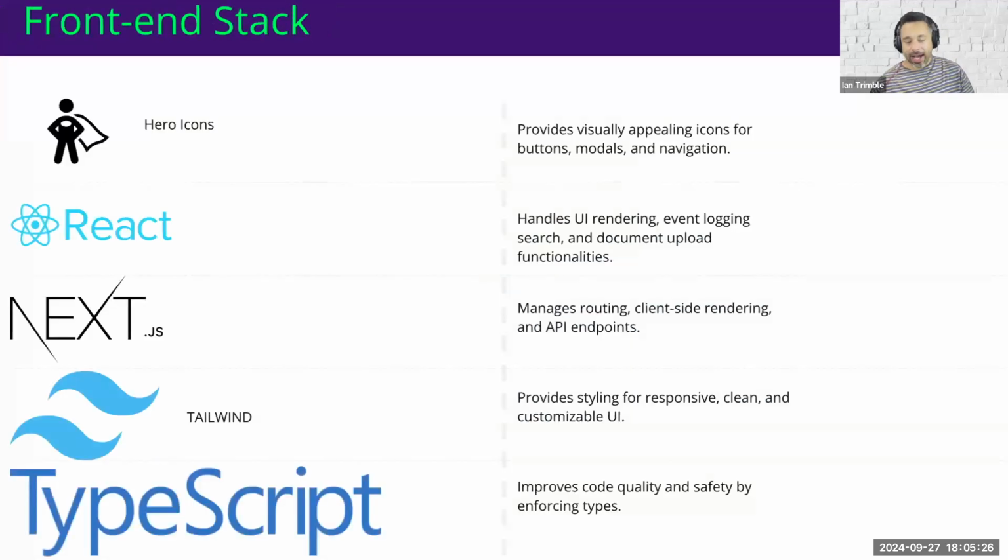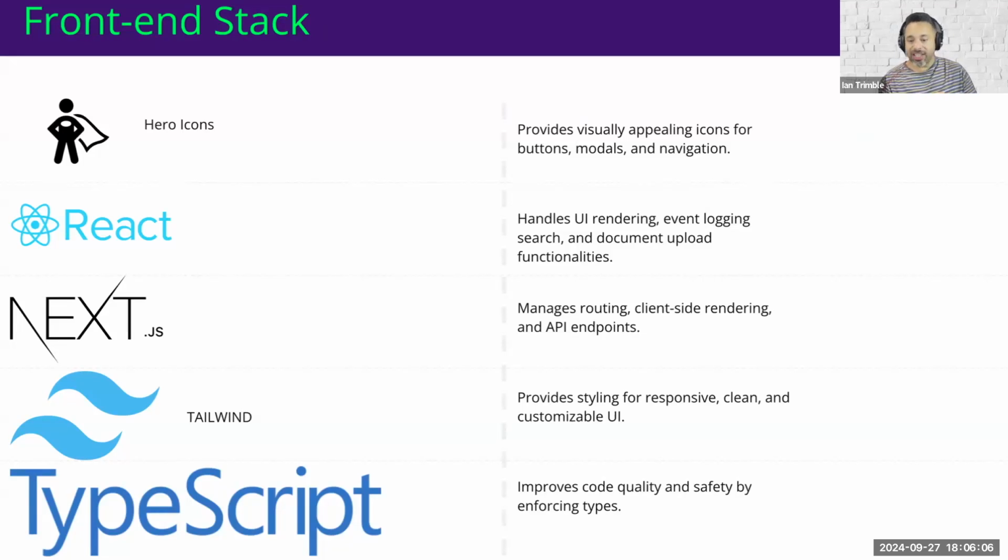Now, websites have a front end and a back end. The front end is what we interact with, and we'll be using a bunch of different components, Heroicons, to make it visual to the user. We've got our React framework, which is going to be handling the user interface, some of the event logging functionality, and document uploads. Next.js is also going to be used for routing and our data flow. We can use an API to do sends and pushes and gets and pulls with Next.js as well.